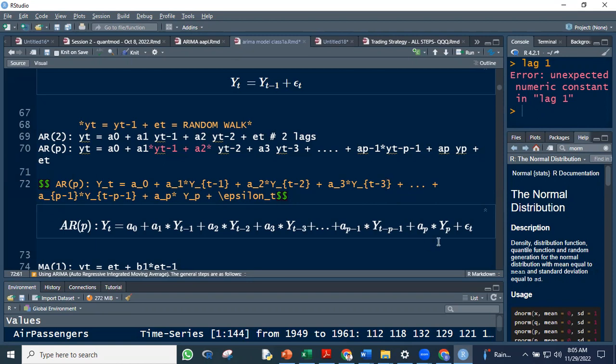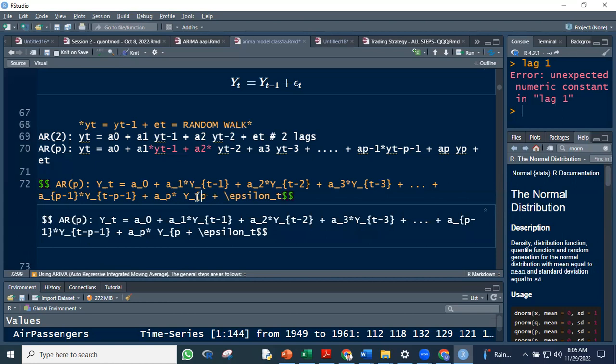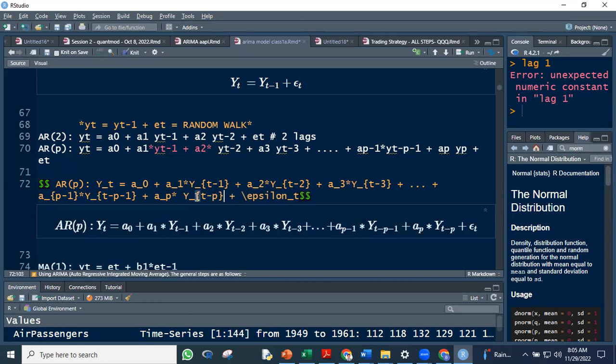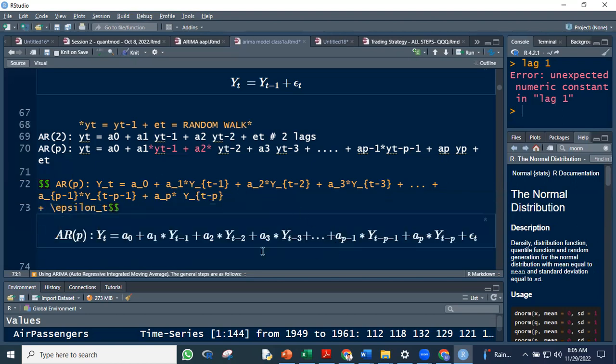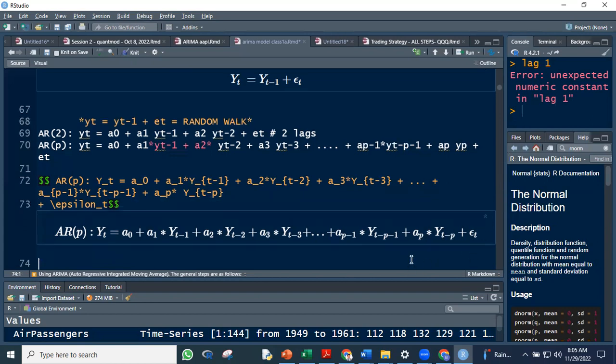Tapos ito, Y sub P. Lag 1, lag 2, lag P. Okay. And lag P, no? Lag P lahat. A sub P times Y sub T minus P. All right, so that's the AR process.